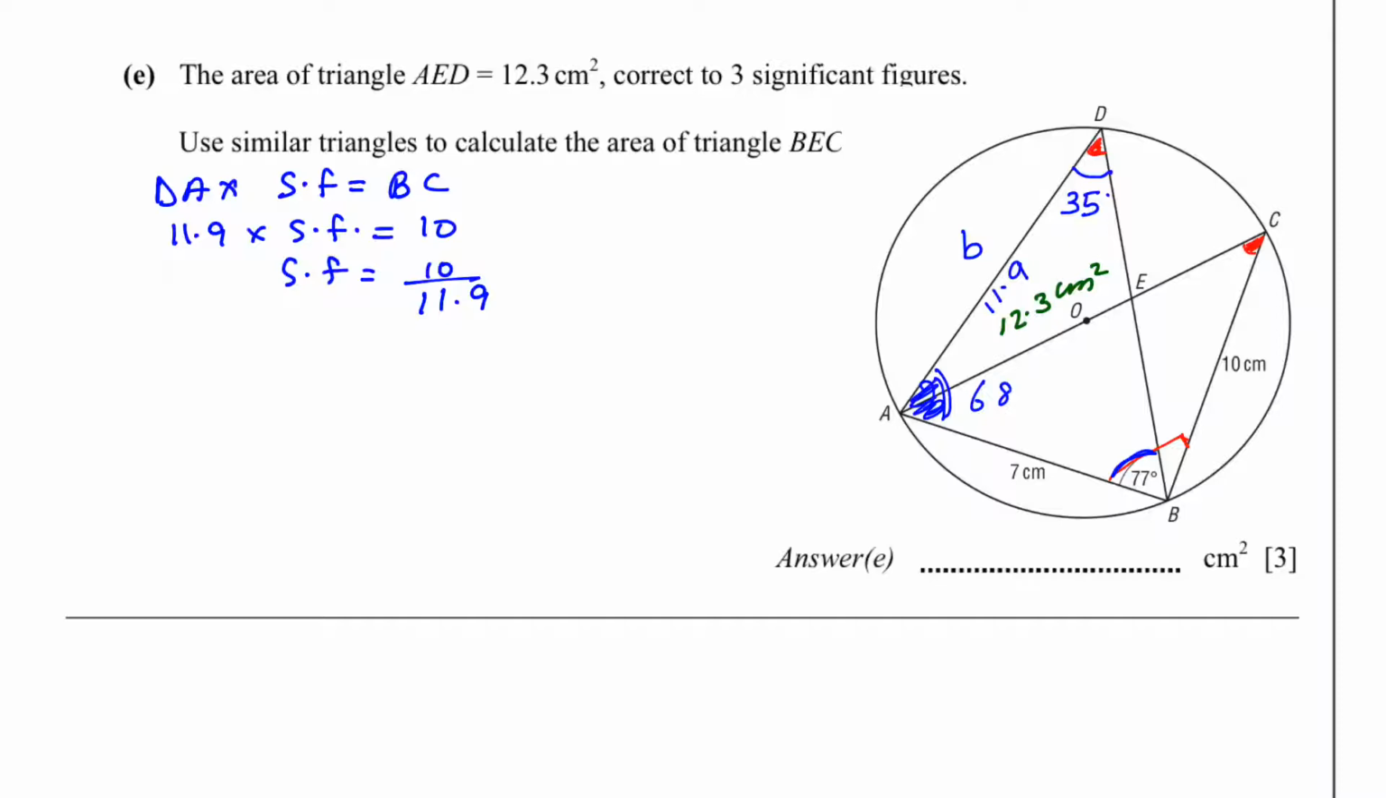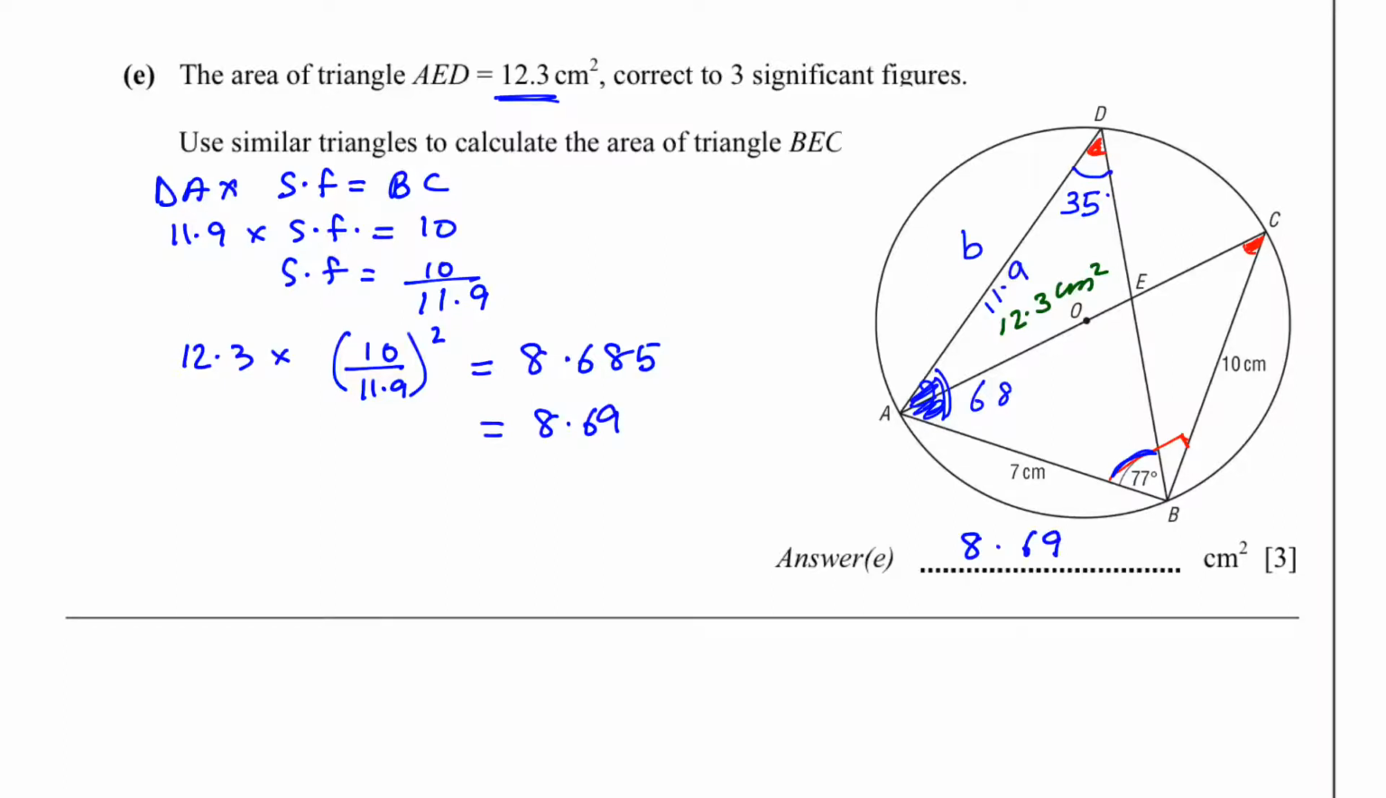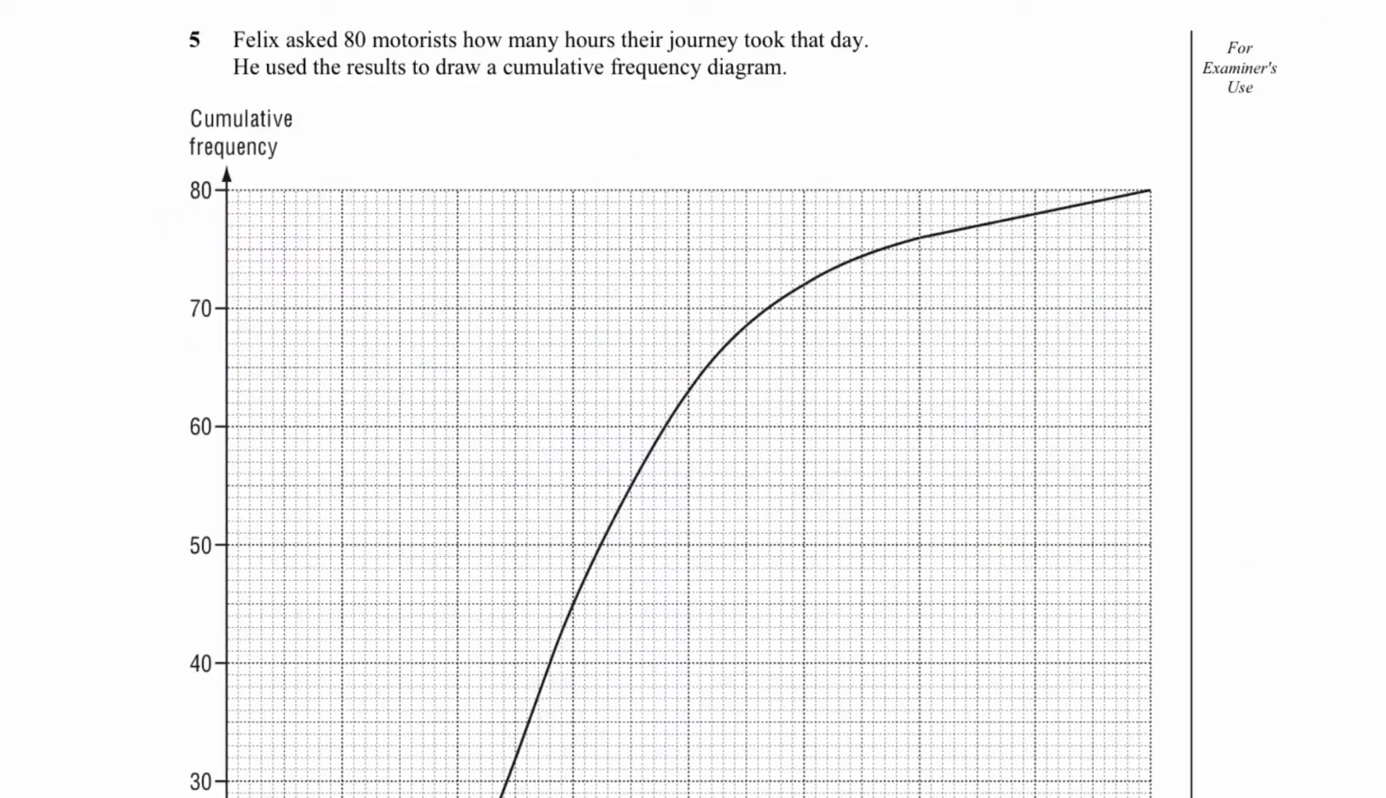Now the area of triangle AED is 12.3. 12.3 multiplied by the scale factor. Because it is the area, we are going to square the scale factor. If it is volume, we'll cube it. That will give us the answer 8.685. When we round it, we'll get 8.69. So the area of triangle BEC is 8.69 square centimeter.